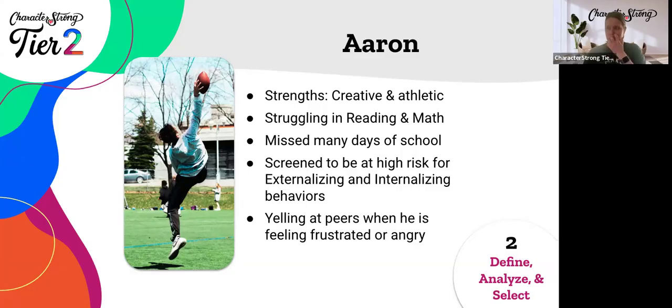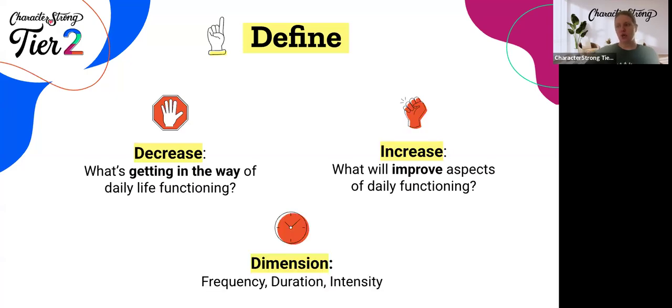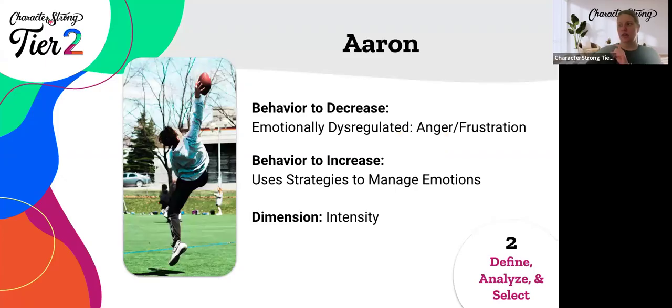Yeah, absolutely. So first we're seeing high risk for externalizing behavior. So we know something's happening, and we have these referrals that are saying yelling at peers, getting really frustrated and angry pretty easily, not demonstrating emotion regulation skills. So what we would say is that he's emotionally dysregulated. We want to decrease that anger, that frustration, and those associated behaviors. We want to increase strategies to manage or regulate those emotions. And maybe our concern is intensity right now. When Aaron gets frustrated, when Aaron gets mad, it's pretty intense behavior.